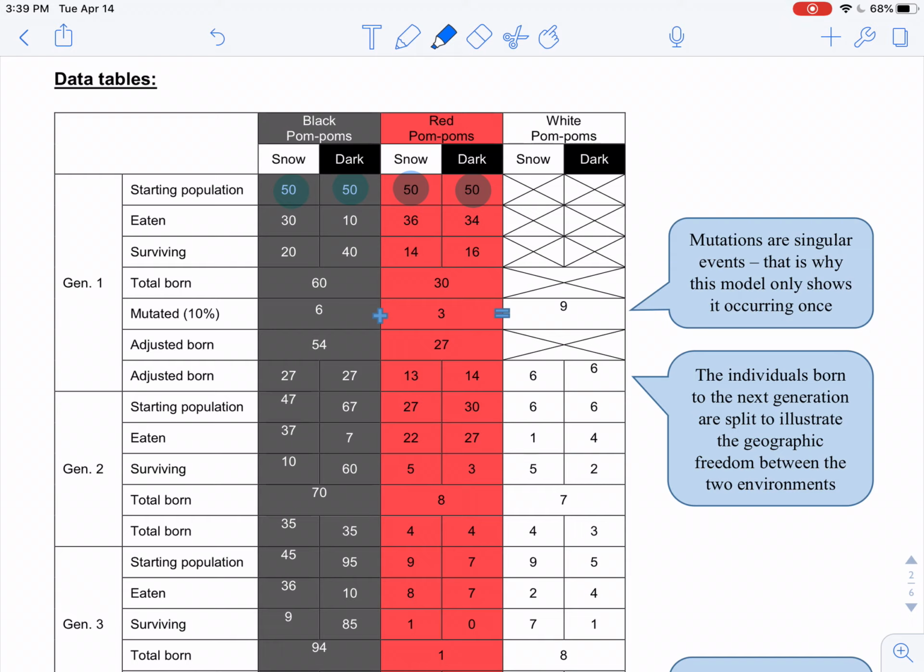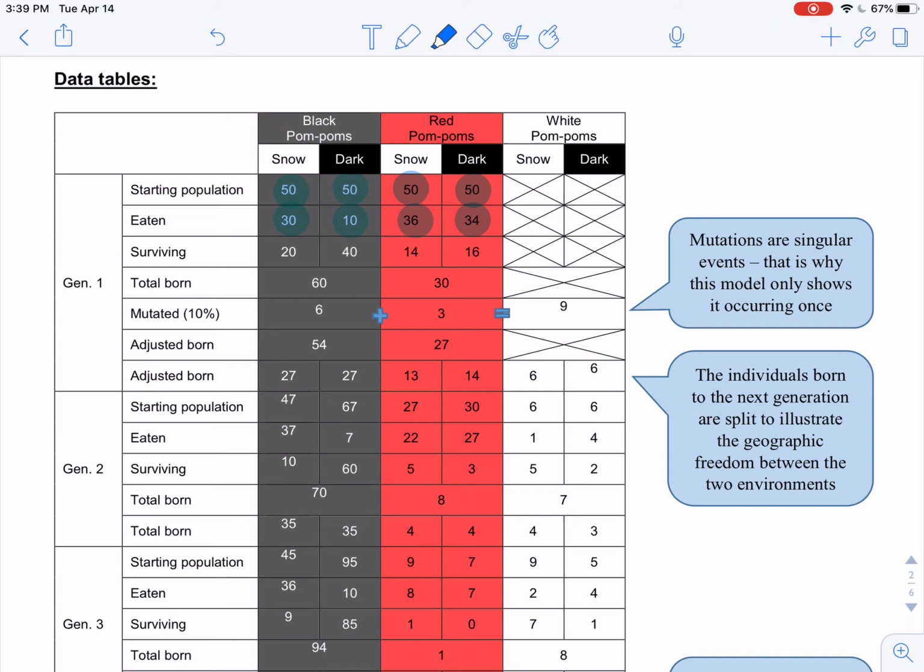Let's say that I give you maybe 60 seconds to gather, which is to say eat or capture as many of these pom-poms as you possibly can in 60 seconds. So this is showing us that 30 black pom-poms were eaten off the white blanket, 10 black pom-poms were eaten off the black blanket, 36 red pom-poms were eaten off of the white blanket, and 34 red pom-poms were eaten off of the black blanket.